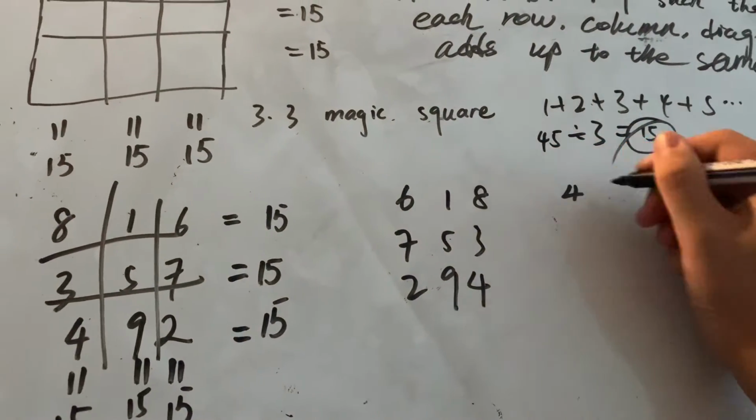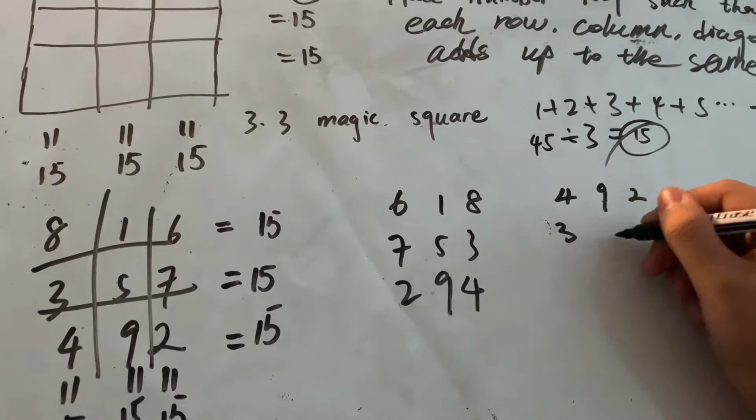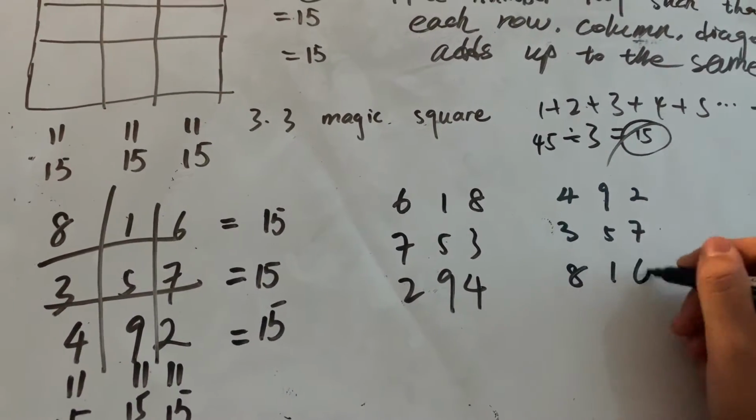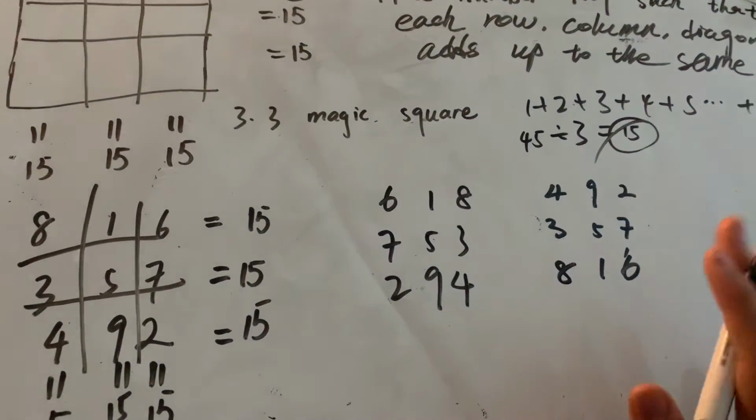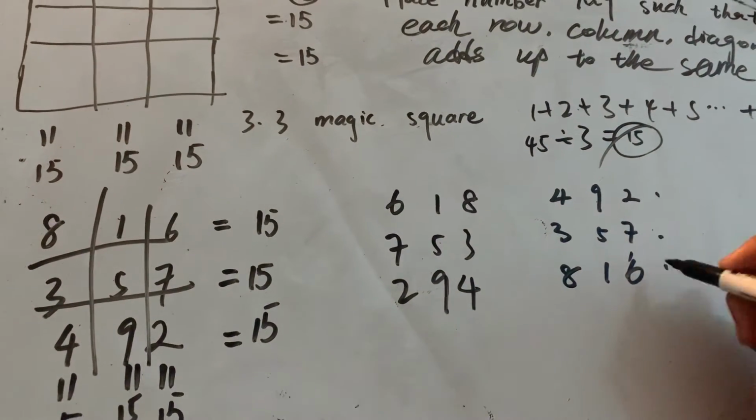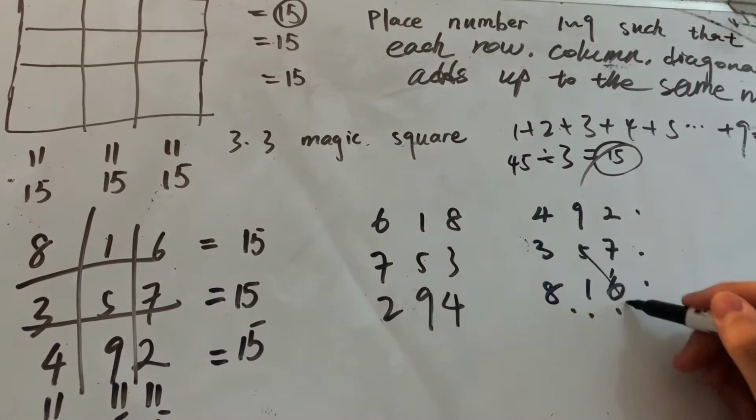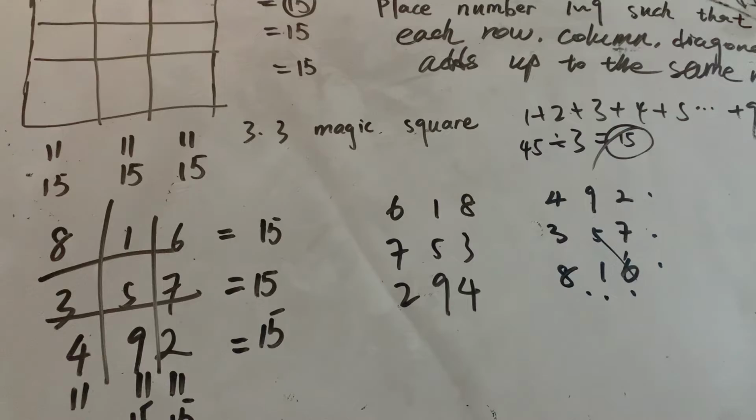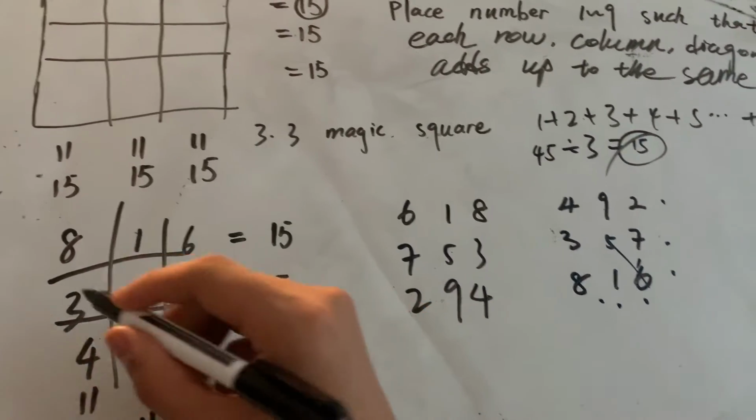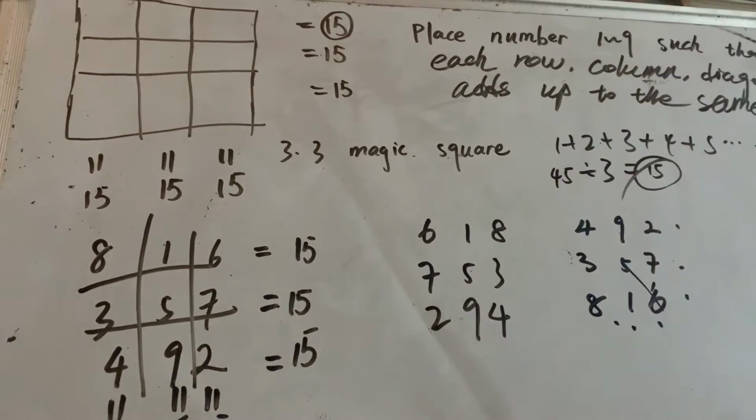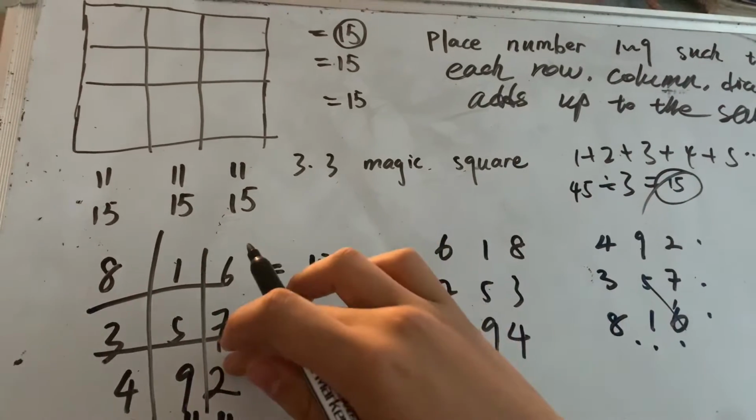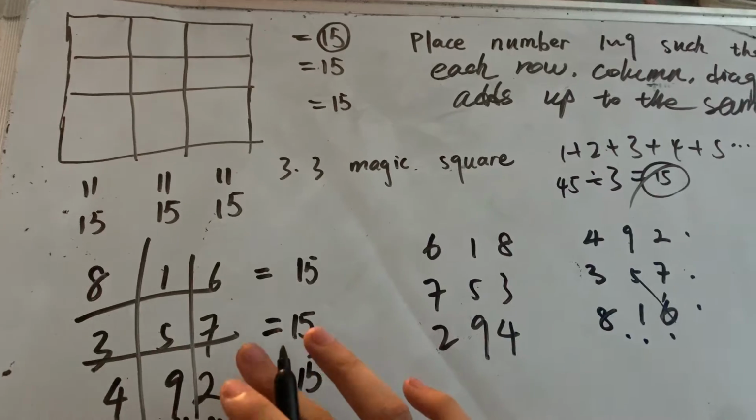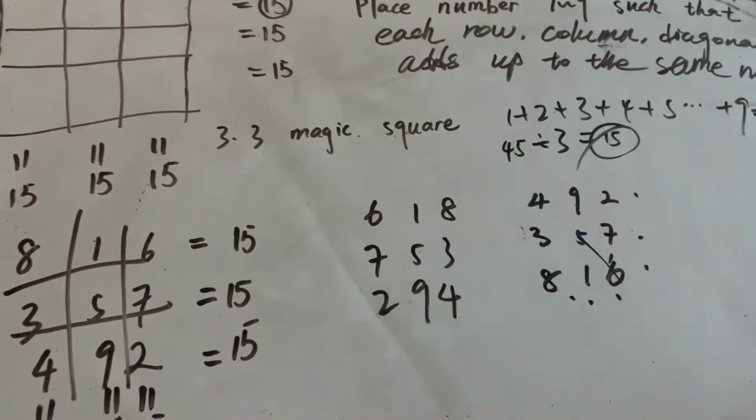The third one is 4, 9, 2, 3, 5, 7, 8, 1, 6, right? This one, you can see, also adds up to 15 in every row, column, and diagonal. So as you can see, this one is also a reflection of the first case, where this line is reflected with this. So 816 is reflected with 492 to produce the third one.